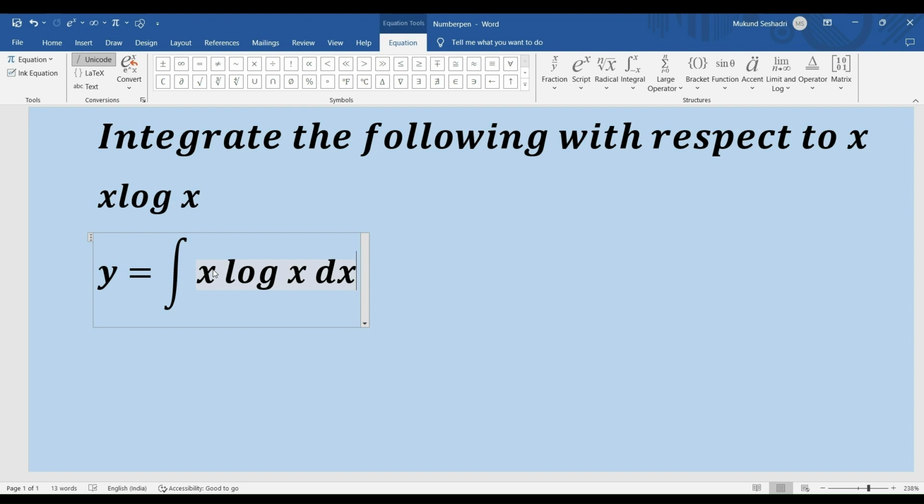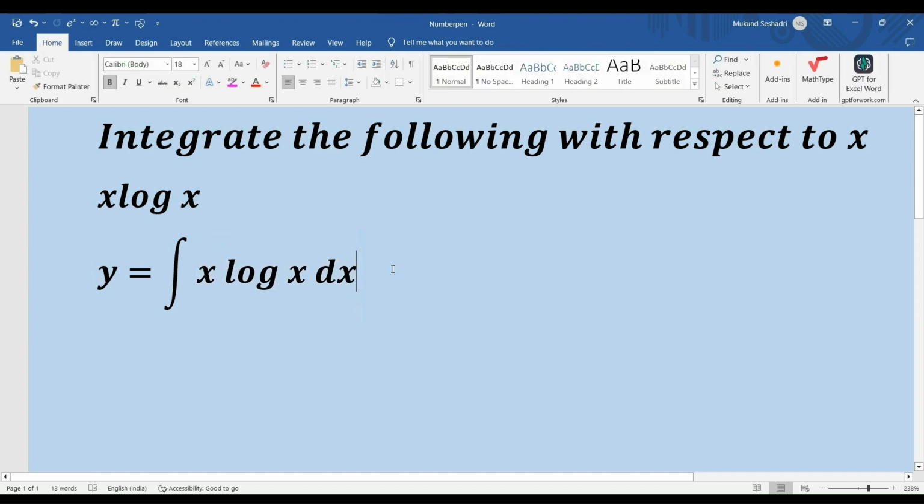However, I do see that this particular function is of the format u dv, right? So the point here is choosing the right u and the right v, right? I have two options. I have u equals x or I have u equals log x, right? Now, if I choose u equals x, then my dv becomes equal to log x dx, right? Now, do I know the answer for v directly if I assume dv equals log x dx? The answer is no.